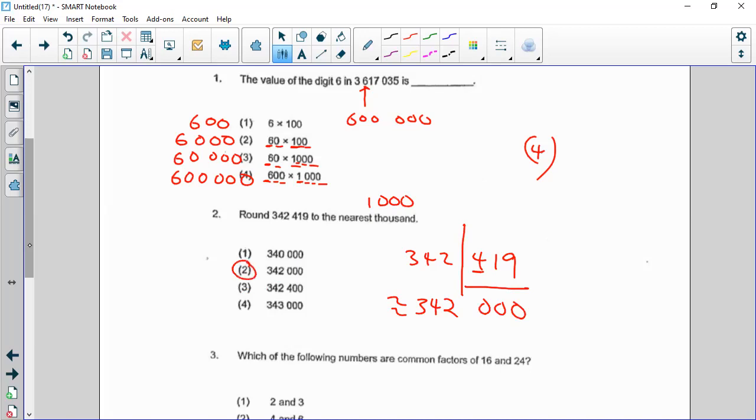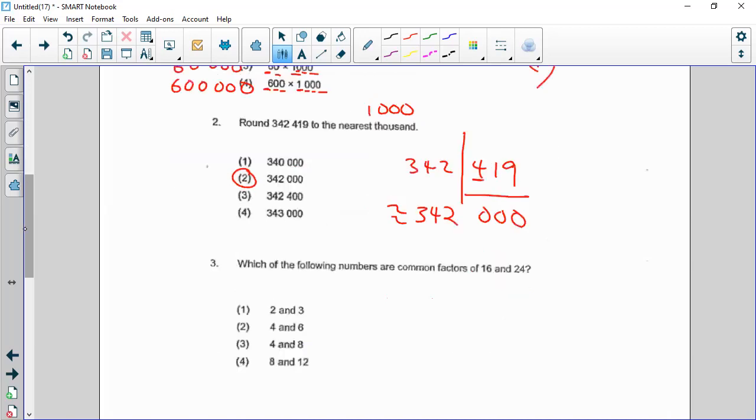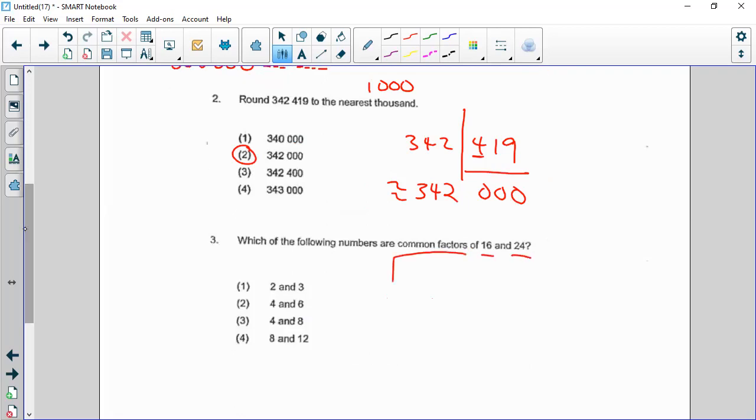Okay, all right, let's go to number 3. Number 3, there is a shortcut. So you don't have to do a lot of working. Which of the following numbers are common factors of 16 and 24? So how do you find the numbers which are common factors? Take note, there's a shortcut here. You don't have to do a lot of steps.